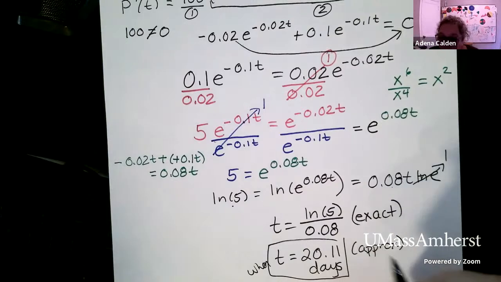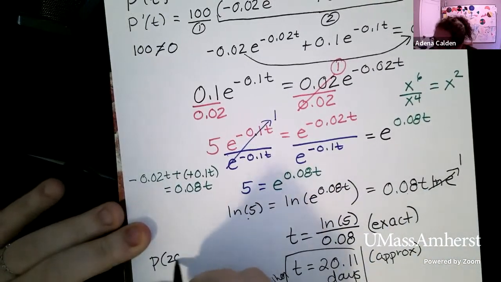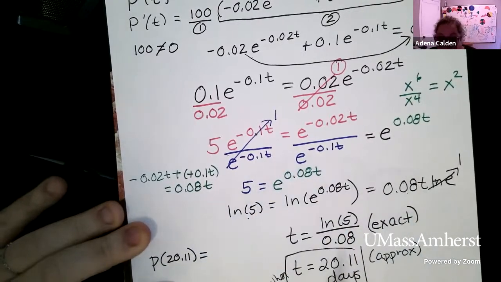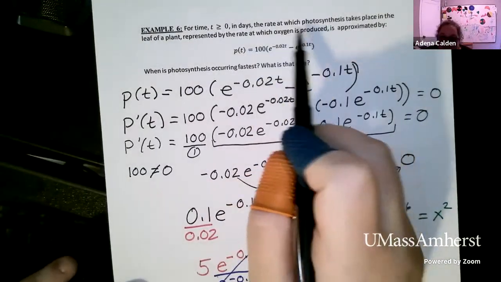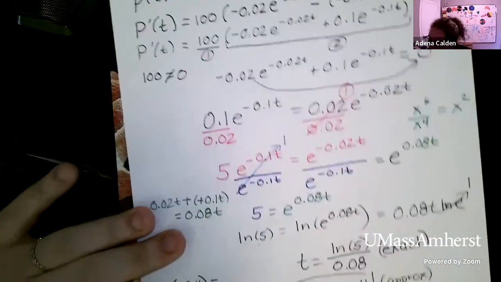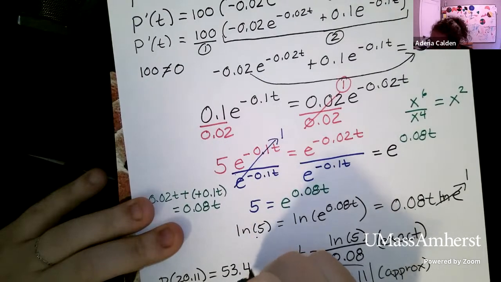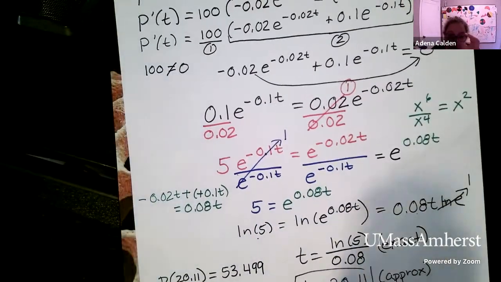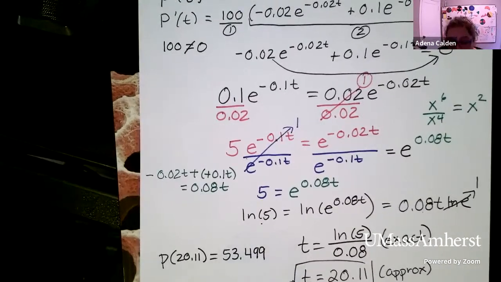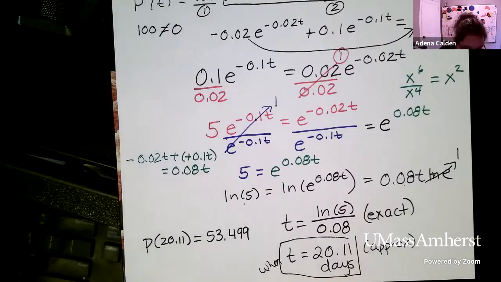And then we also want to know what is the rate. So we have to take that rate and plug it back into the original function. Okay, so we take 20.11 or the exact answer if we're looking for something exact. We come back up here, we plug it into the original function to answer the question, what is the rate? So when we plug that in, we get 53.499. Now, we don't have units on that rate. They were not given to us in the problem, so we don't need to worry about the units of the function.